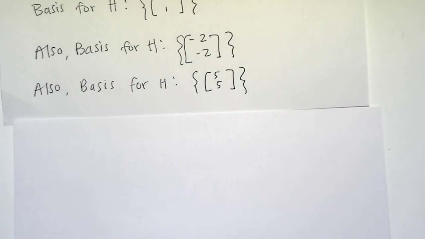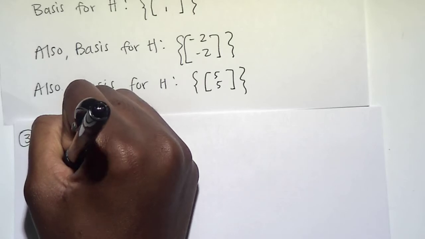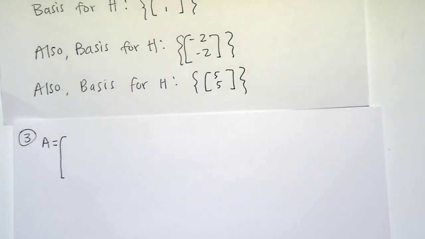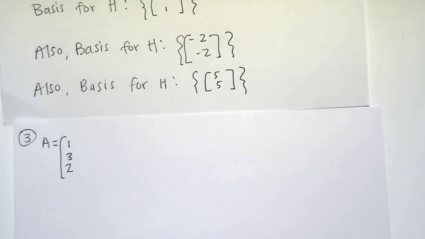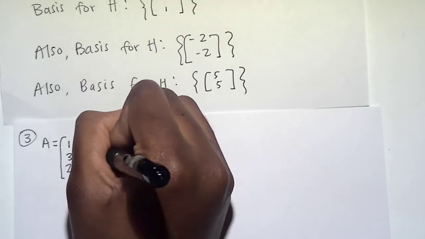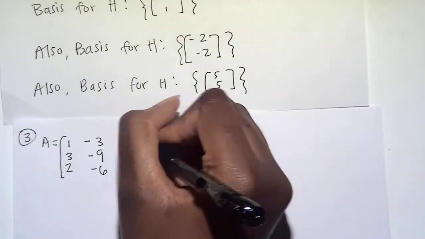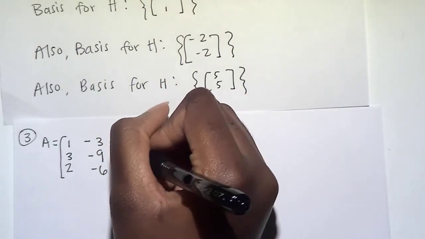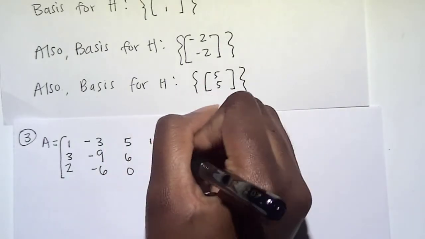All right, let's look at another example. So let's say we have a matrix, and this matrix is a 3 by 4 matrix. 1, 3, 2, I'm going down the columns. -3, -9, -6. 5, 6, 0, 1, 1, 1.